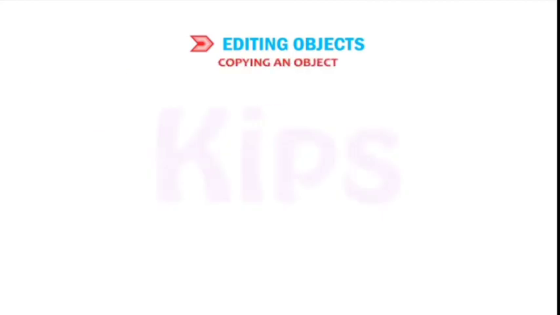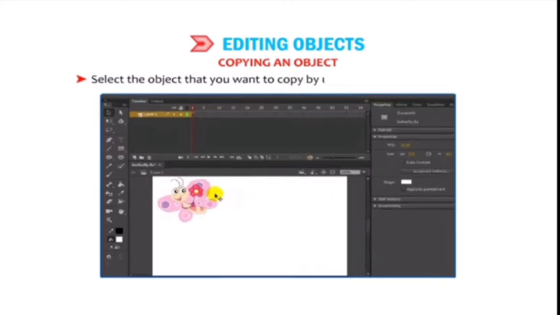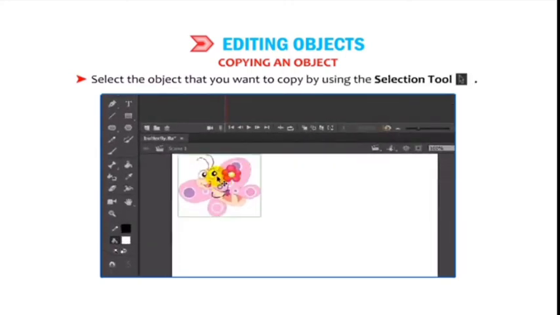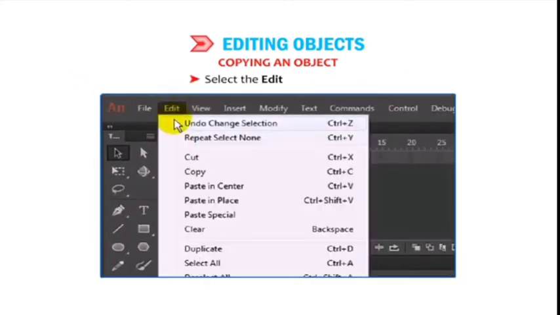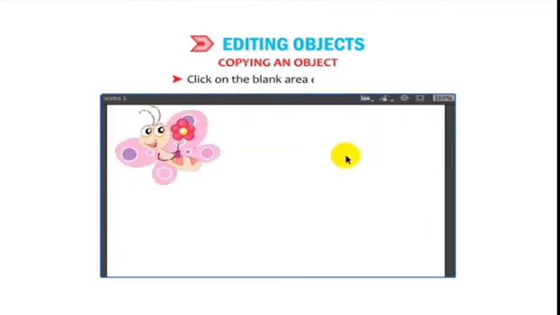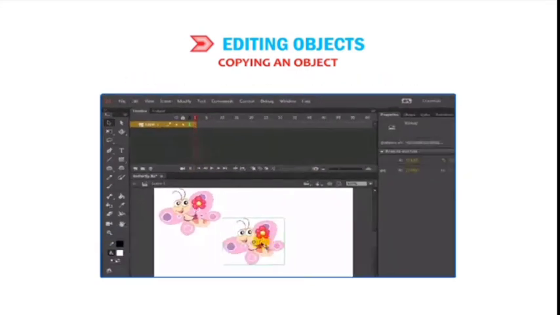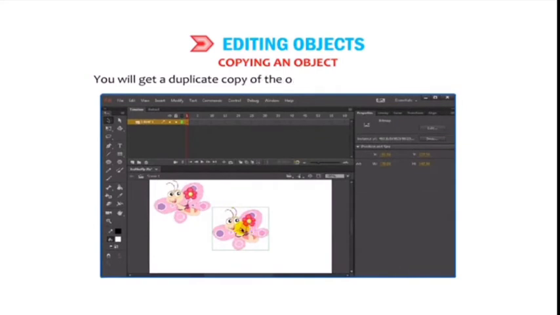Copying an object. Select the object that you want to copy by using the selection tool. Select the edit, then go to Copy option. Click on the blank area on the stage. Select the Paste in Center option from the Edit menu. You will get a duplicate copy of the object at the center of the stage.